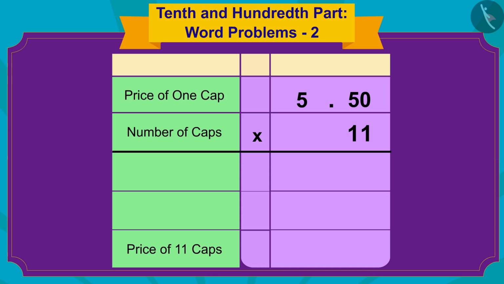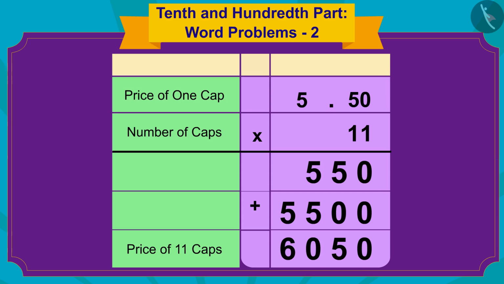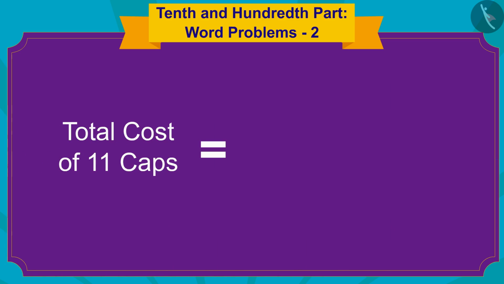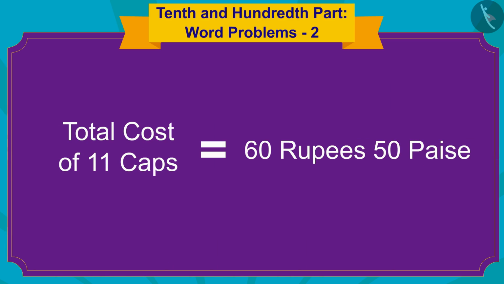We will first multiply 5.50 with 11 in this way. And now, because there are 2 digits after the decimal point in 5.50, we will write the decimal point in the answer in this way. The total cost of 11 caps would be 60 rupees and 50 paise.